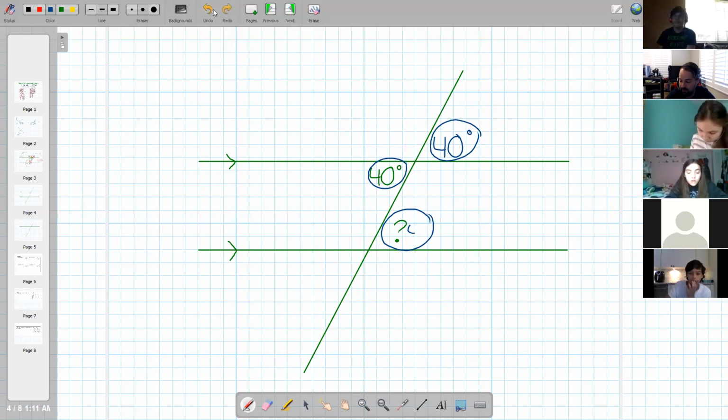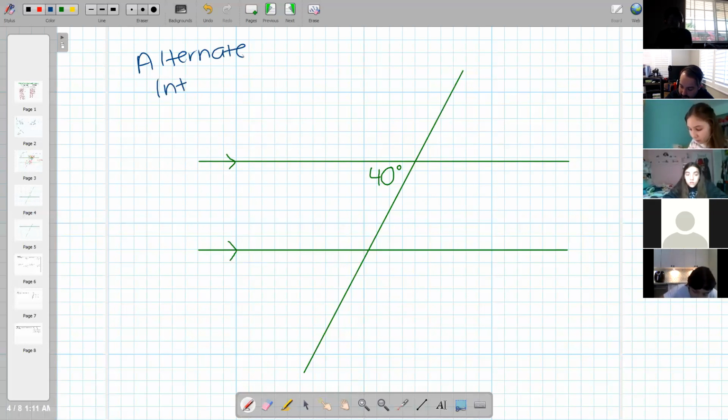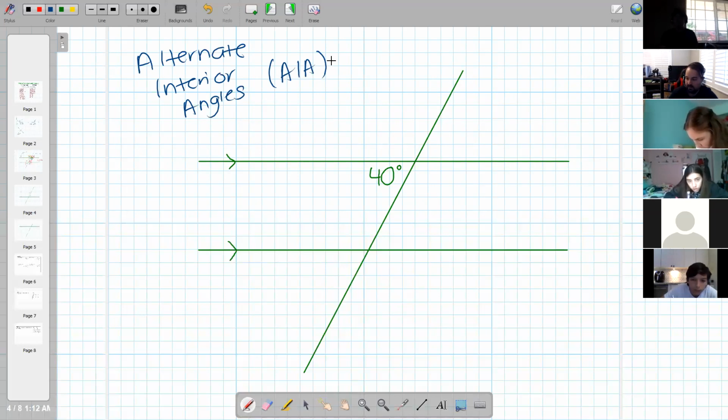However, we're going to use a shortcut real quick because we have another type of angle relationship that we're going to learn right now called alternate interior angles. Sometimes we abbreviate that as AIA. According to AIA, angles that are on alternate sides of the transversal and on the interior of the parallel lines are always going to be the same. So this is fancy and it's big, but let's break it down.